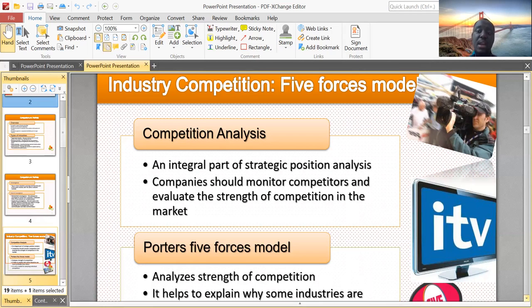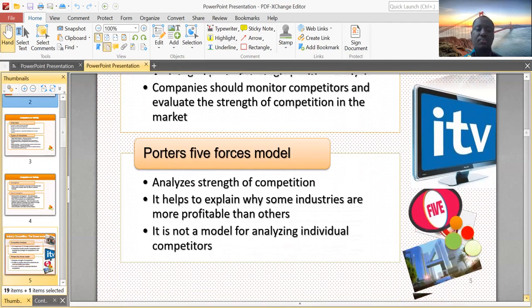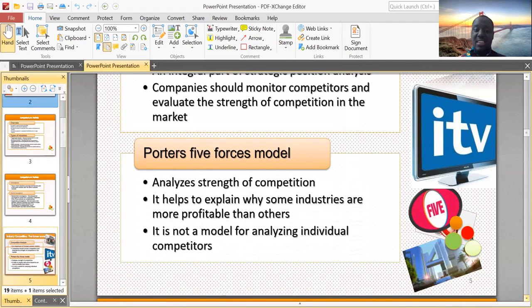If you remember in our earlier sessions, we talked about strategic position analysis. As part of strategy formulation, we talked about strategic position. And I said that you are looking at your position in relation to your competitors. So then you see it here. It says competition analysis is an integral part of strategic position analysis. It's an integral part. You would want to know who your competitors are. You want to monitor them and evaluate their strength. Very, very key.